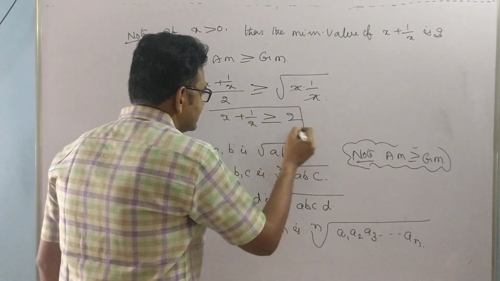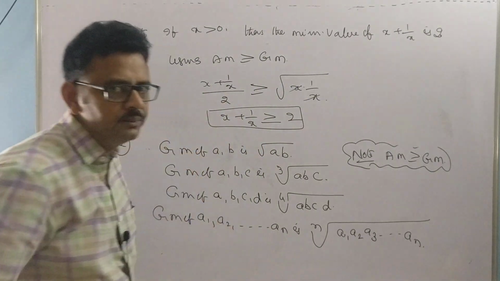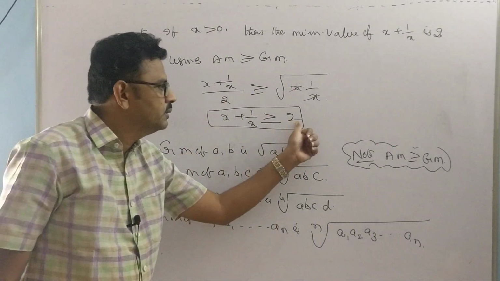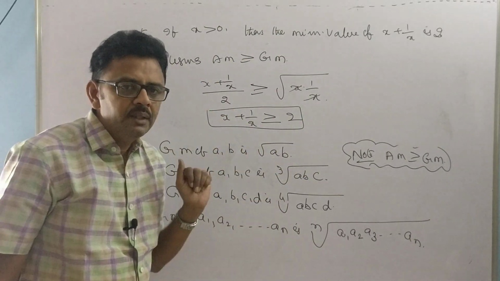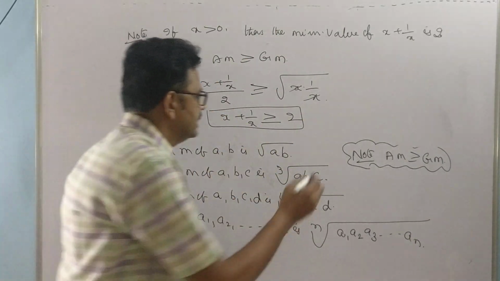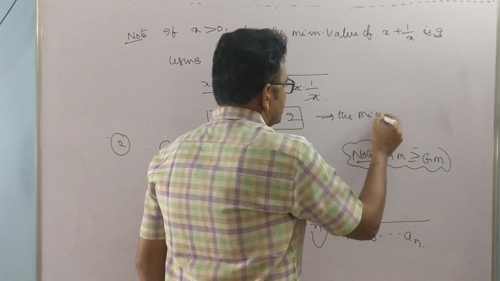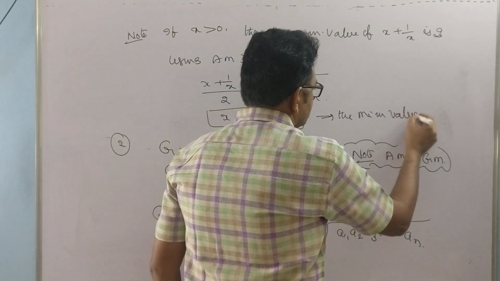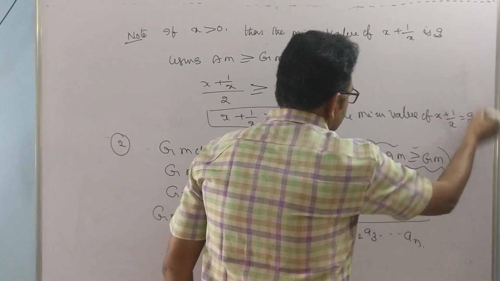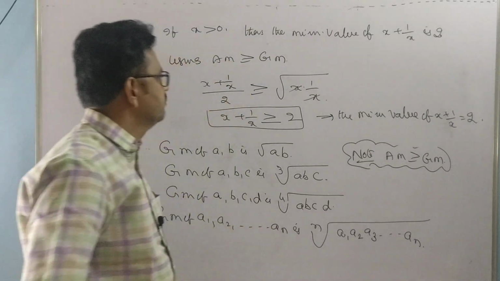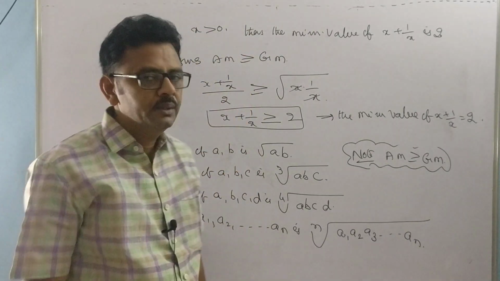That means what? The x plus 1 by x value is always greater than or equal to 2. Its minimum value is 2, maybe 3 or 4 or 5 and goes to a big number. Implies the minimum value of x plus 1 by x is 2. So by using AM greater than or equal to GM. Okay, thank you.